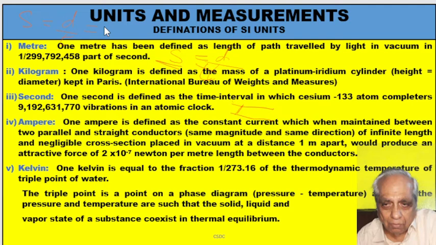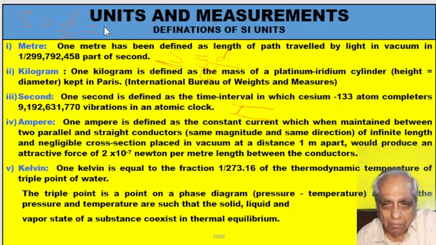Now second, time. It is defined as the time interval in which the cesium 137 atom is changing its state. We will be learning later on what that means. So when it is making so many vibrations in 1 second, that time is 1 second. So this amount of vibrations it is making in 1 second.